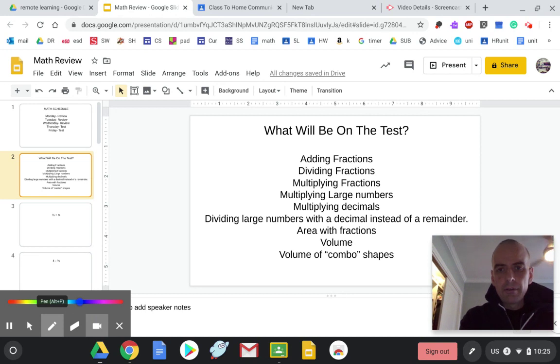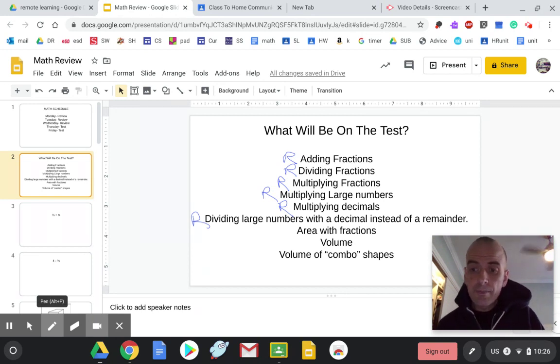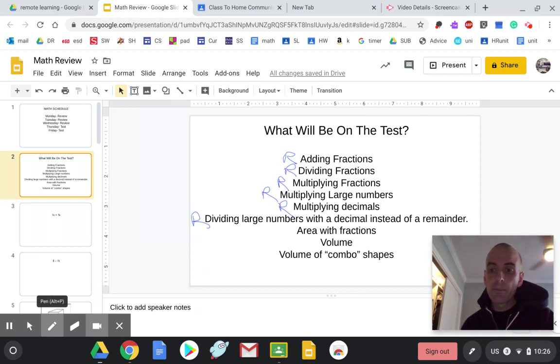We have talked about adding fractions, which is review. Dividing fractions, which was review. Multiplying fractions, that was review. Multiplying large numbers, review. Multiplying decimals, review. Dividing large numbers with the decimal instead of a remainder, review. All of these things we've done earlier in the year, but I'm going to put them on this test because we've been practicing them. I will also be reviewing them again this week on Monday, Tuesday, and Wednesday.